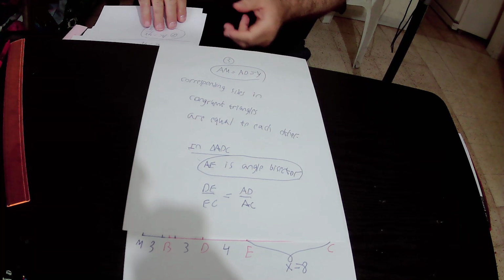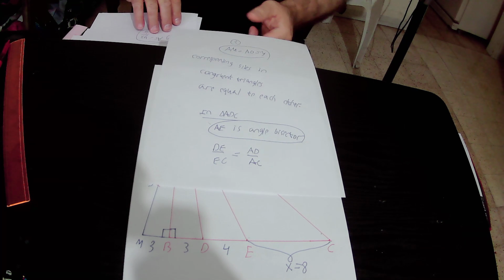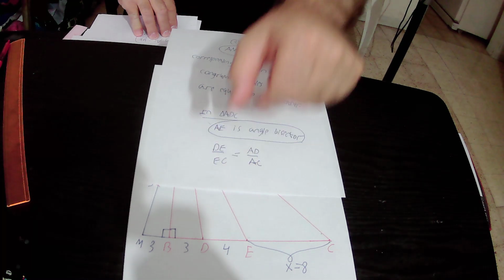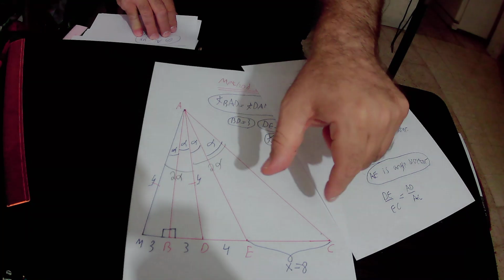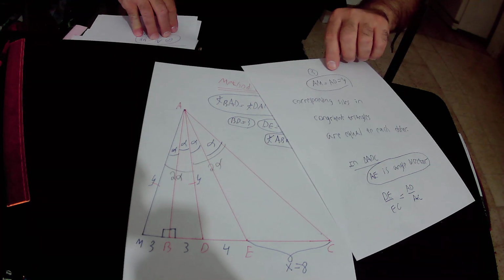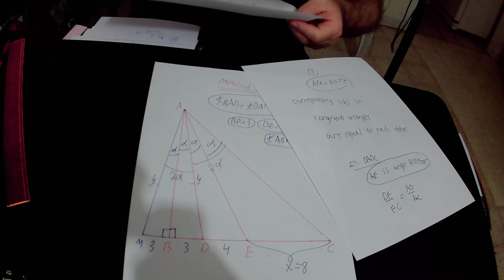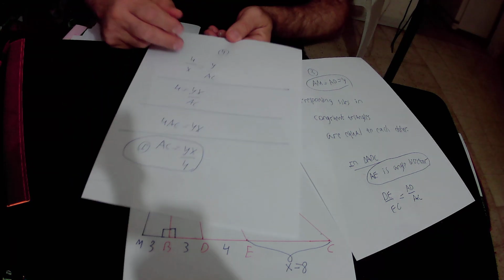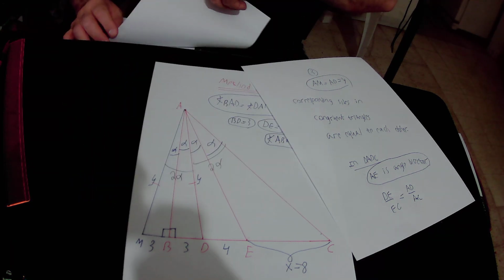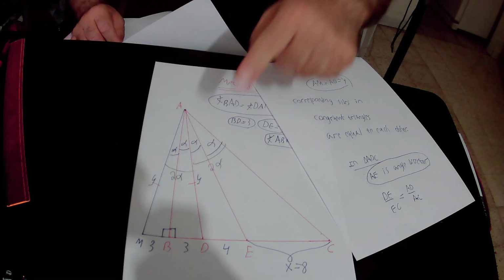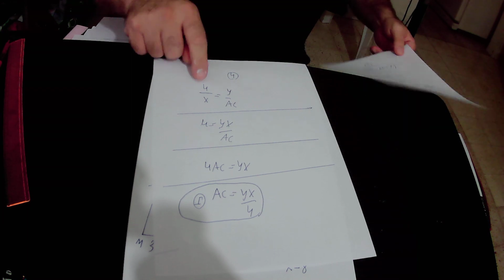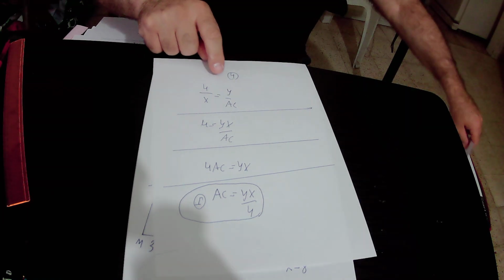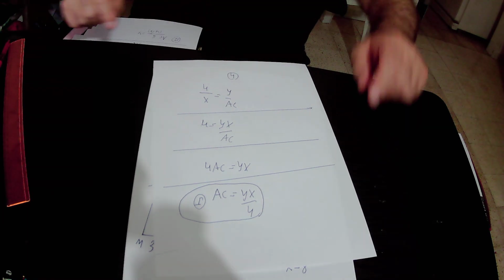So we have this equality. What is the value of DE? DE equals 4. What is the value of EC? EC equals X. So here DE over EC is 4 over X. What is the value of AD? AD equals Y according to our definition. So in total we get that 4 over X equals Y over AC.